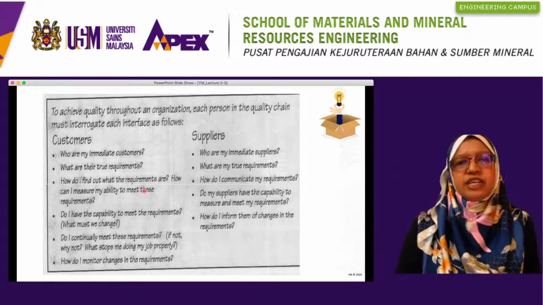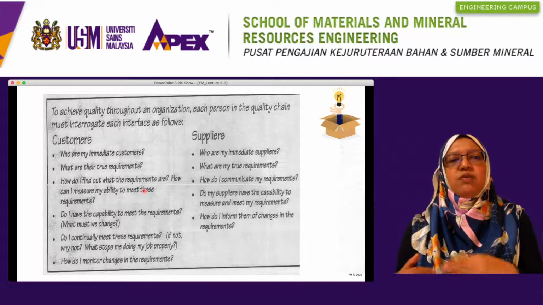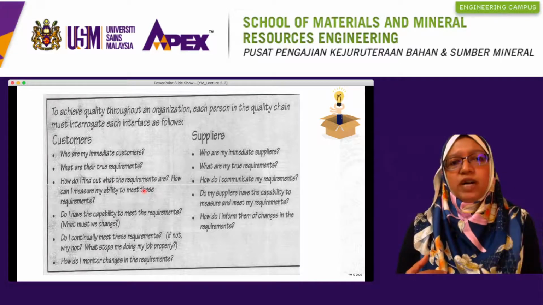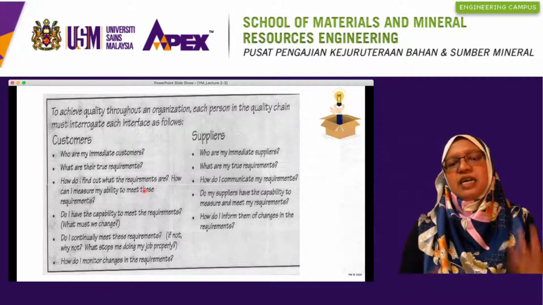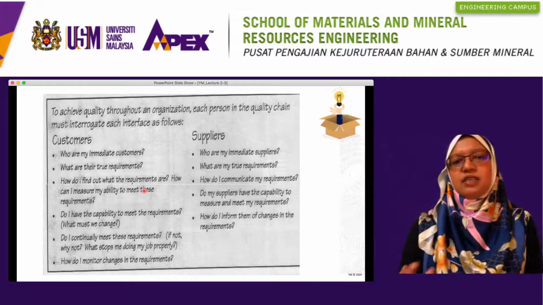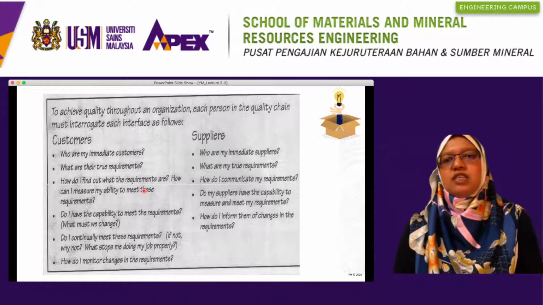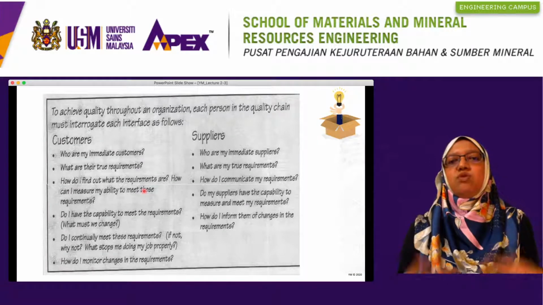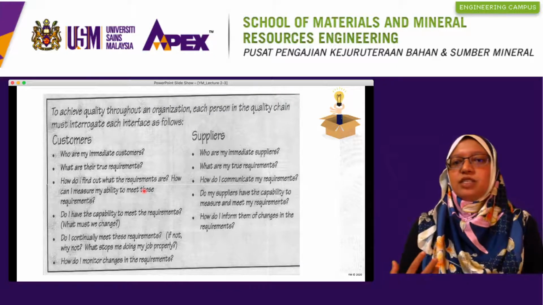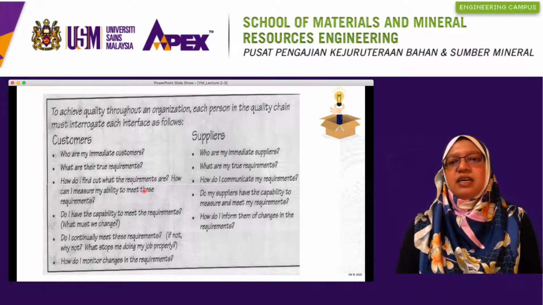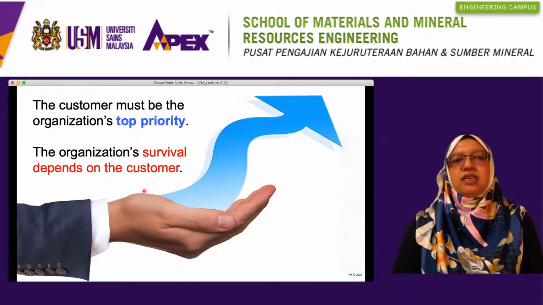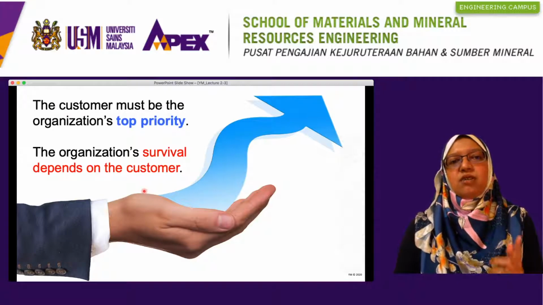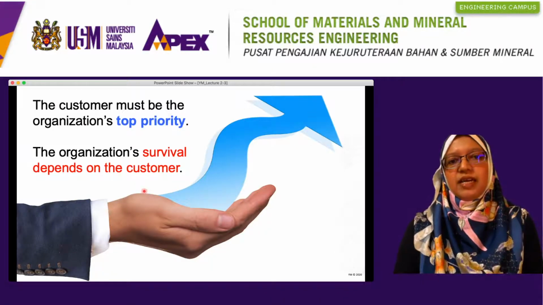Who are my immediate customers? What are the requirements? How do I find out what the requirements are? How can I communicate with another department, for example? The same goes with the supplier. So who are my immediate suppliers? What are the true requirements? How do I communicate my requirements, etc. So the customer must be the organization's top priority.